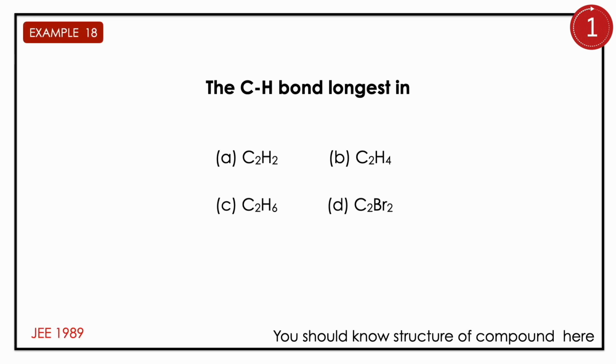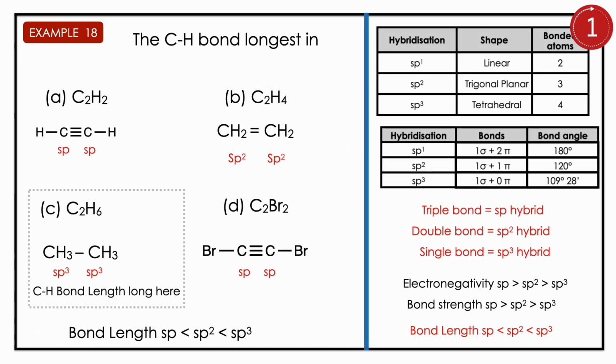Then the next question: in which is the C-H bond longest: C2H2, C2H4, C2H6, C2H2Br2. Here only the molecular formula is given, so try to write the structure. That will be the main task here.